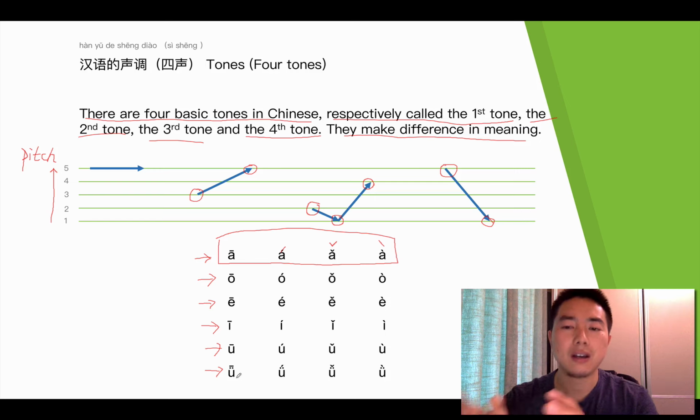Okay, now these are the 4 tones here. We are going to learn the next content.